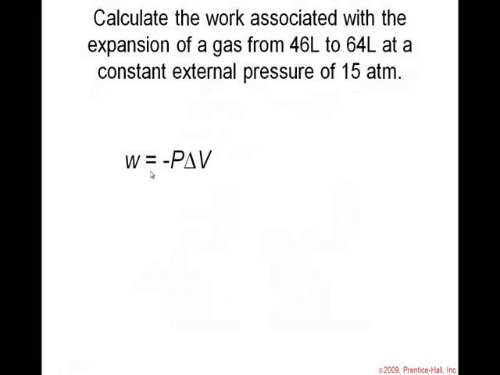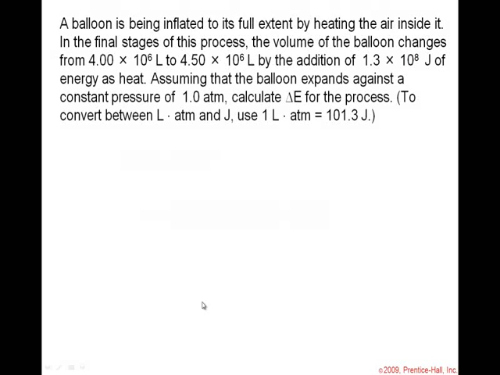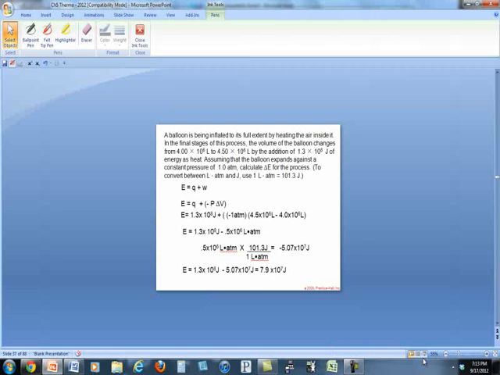So our formula for work is minus P delta V. P, the pressure, is 15 atmospheres. The volume change, final minus initial, is 64 minus 46. If I plug that in, I get 270 liter-atmospheres. Okay, so there are more of these problems here if you want to come back and take a look at them.